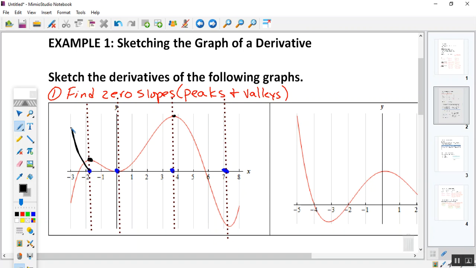Now, why did I plot positive values there? Because the slope was doing what here? And as I continue to move right, finally the slope starts to flatten out, and the slope gets to be what value right here? 0. Okay, that's what that point is.